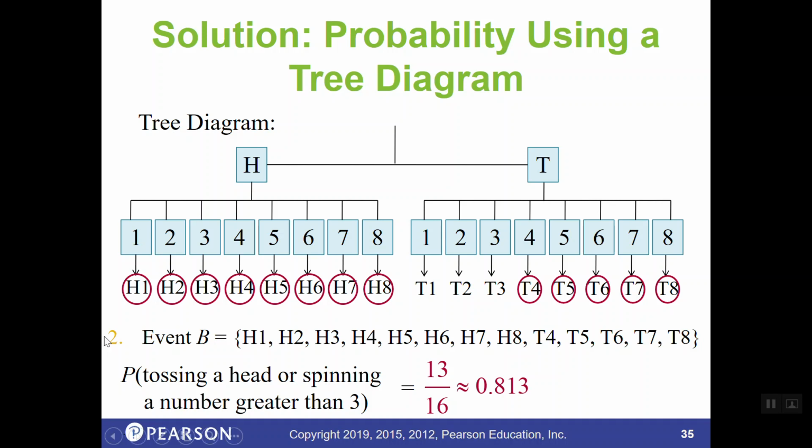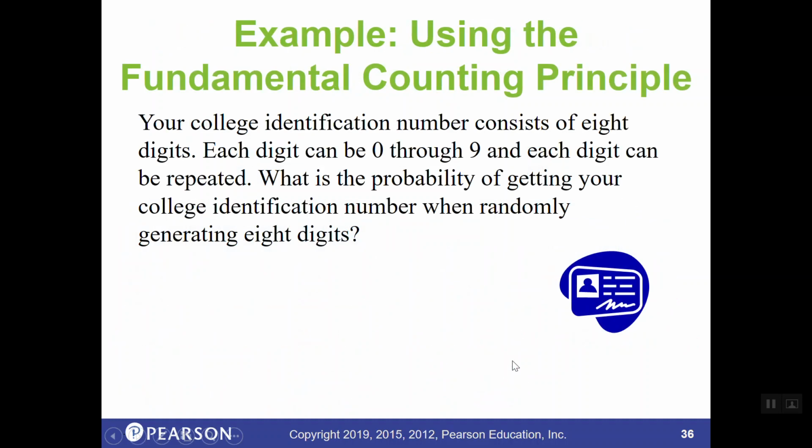Okay, so event B will consist of these 8 plus 5 more. There are 13 of those out of all the outcomes, 16, and that is approximately equal to 0.813, to 3 decimal places. Next, using the fundamental counting principle.